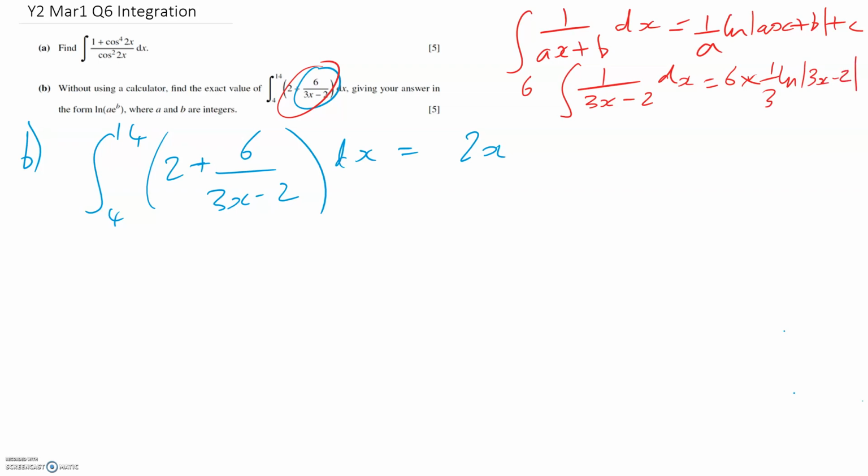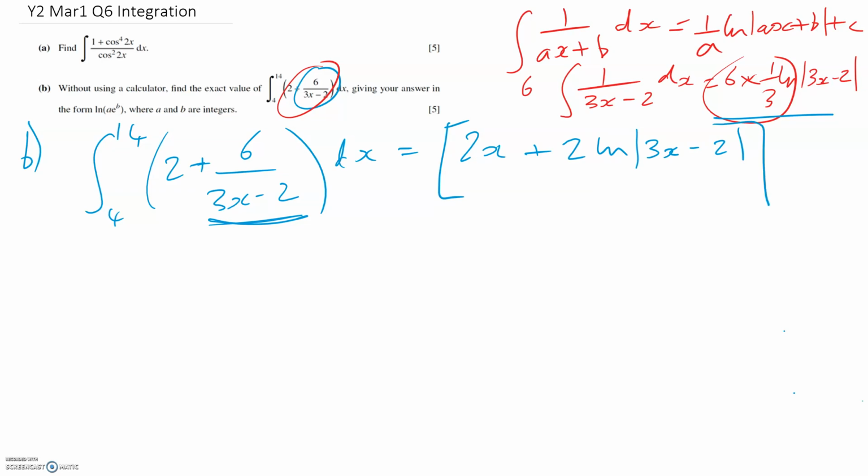We're not going to need the plus c in this question because there are limits, and you can see that 6 times by a third would give us a 2. So the integral of this is going to be 2x plus 2 ln 3x minus 2. And we've got to put in our limits now. So our limits are 14 and 4. The question says without using a calculator, so we shouldn't need to use a calculator at any point here.